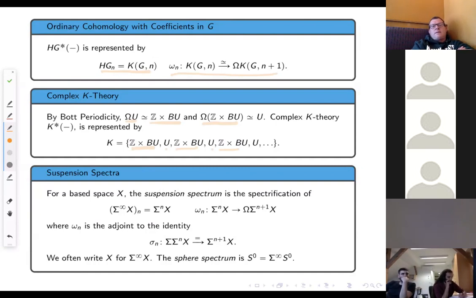the suspension spectrum is going to be the spectrification, using that functor L that I had before, of the following sequence. The n-th space is the n-fold suspension of X. For the structure maps, I need a map from sigma n to the loops on sigma n plus 1. Remember our adjunction: a map into the loops is the same as a map from the suspension, so we use the adjoint of the identity map. Sigma n is smashing X n times with S1, so if you do it one more time, that's the same as having done it.